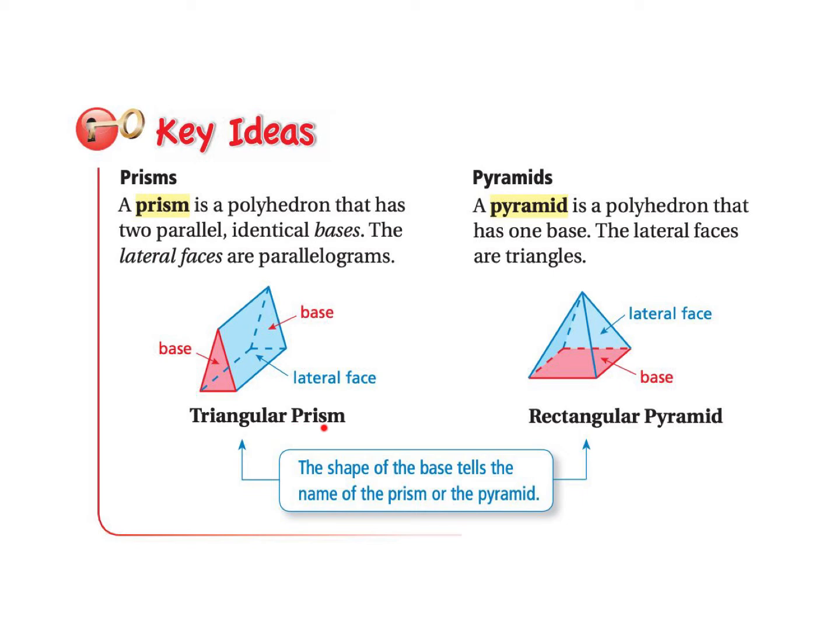So a triangular prism and a rectangular pyramid, the shape of the base tells the name of the prism or the pyramid. So it's a prism if the bases are equal. It is a pyramid if it's just one base, if it's rectangular.